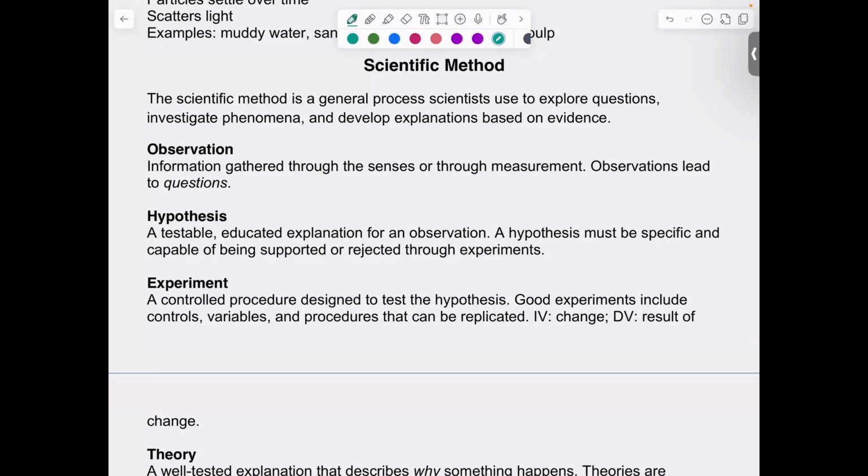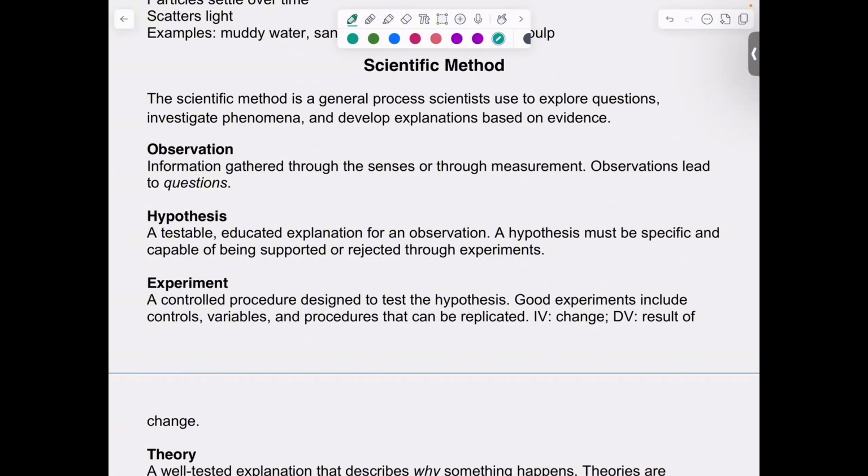So a hypothesis in general is considered something that's testable. It's an educated explanation. And I think most students have heard that throughout middle school and high school, so hopefully this definition is not new to you all. And in the end, a hypothesis must be specific and capable of being supported or rejected through the experimental process, which leads us to the next definition, which is what is an experiment?